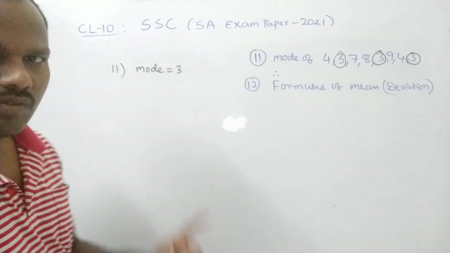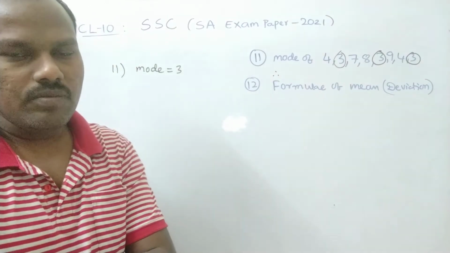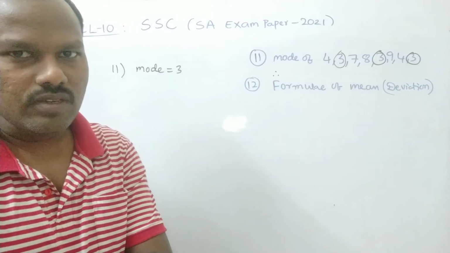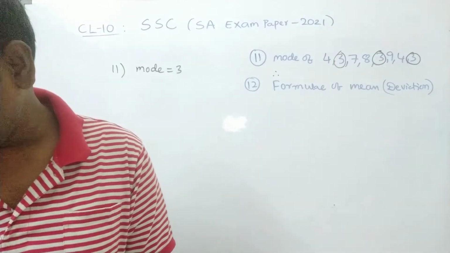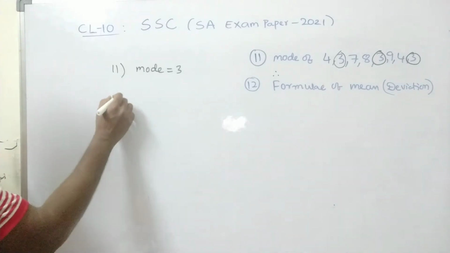And since only one mode is there, this is called unimodal data. Unimodal means only one mode exists. Bimodal and trimodal we also have. Okay, so now let us see the next, 12th question.